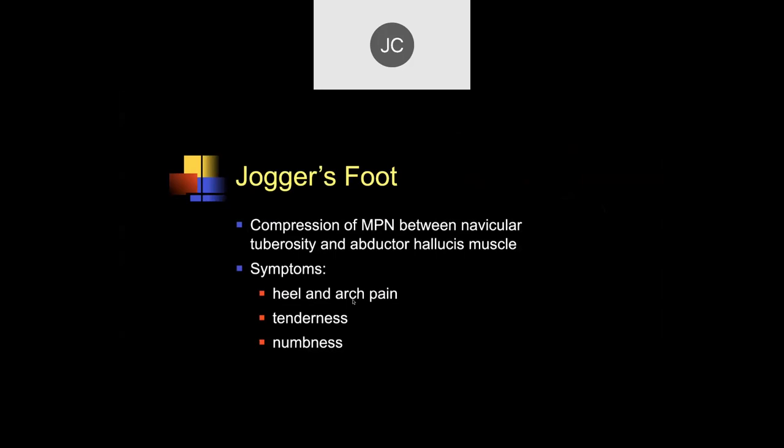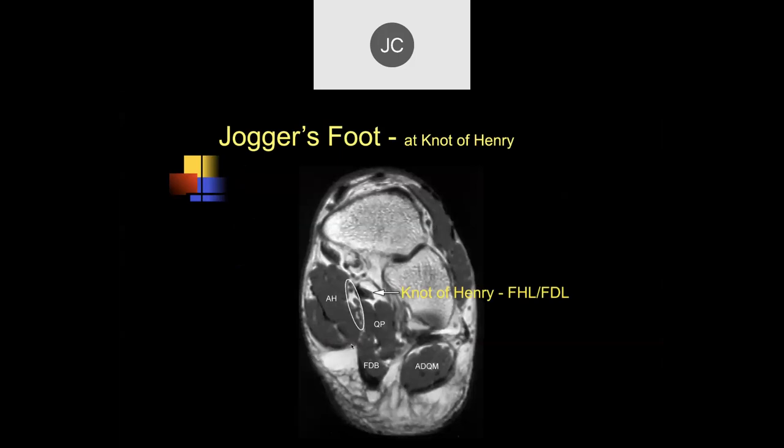Okay, jogger's foot. This is compression of the medial plantar nerve between the navicular tuberosity and the abductor hallucis muscle. You get heel and arch pain. You get tenderness over that area, as well as numbness. And this is really the area of the knot of Henry where you get symptoms.